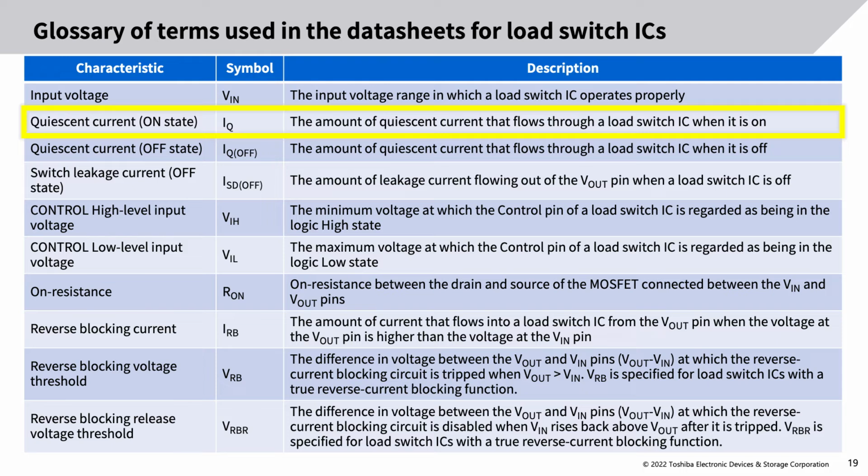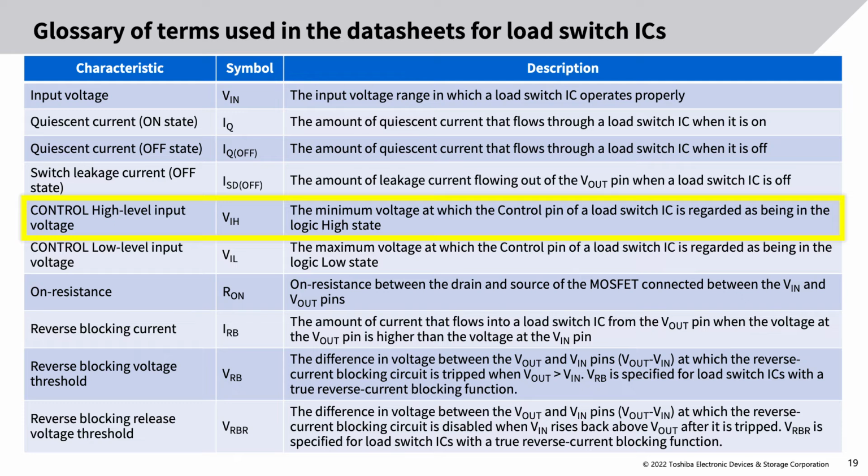On-state quiescent current is the amount of quiescent current that flows through a load switch IC when it is on. It is represented by IQ. Off-state quiescent current is the amount of quiescent current that flows through a load switch IC when it is off. It is represented by IQ, off.